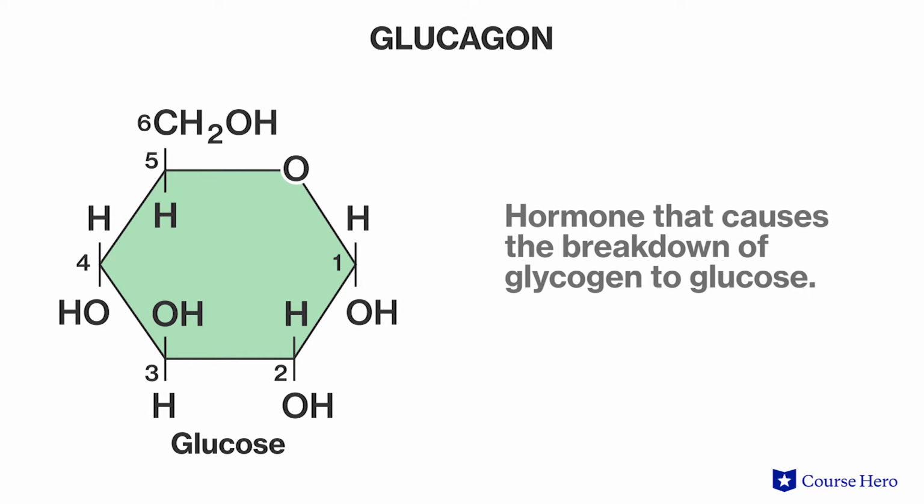When an animal has not eaten, blood glucose levels also decrease. This decrease in blood glucose level is sensed by another type of cell in the pancreas, which releases the hormone glucagon. Glucagon causes the breakdown of glycogen to glucose, which is then released into the blood. This rise in blood glucose inhibits the further production of glycogen.